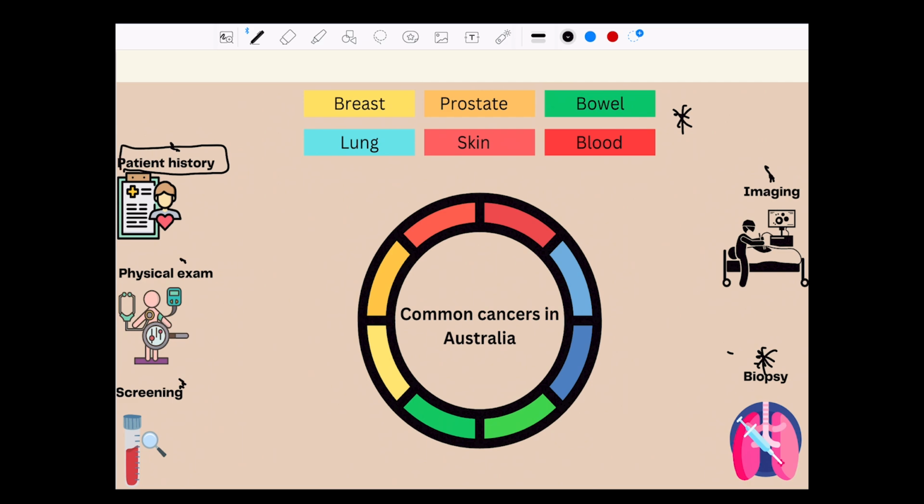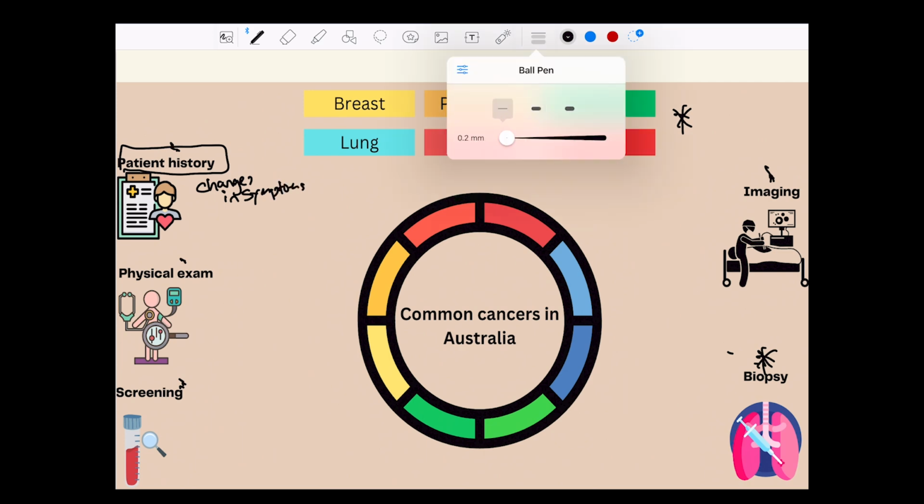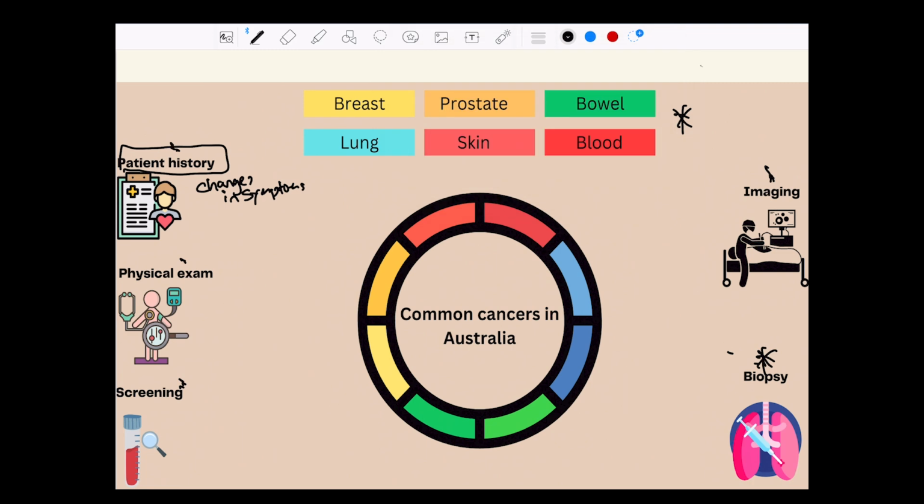So what does that mean? Basically this is any changes in symptoms of the patient. So what's this referring to? This would be things like weight loss, unexpected or unexplained pain, fatigue, increased frequency of infections. So things like that, just changes in symptoms.